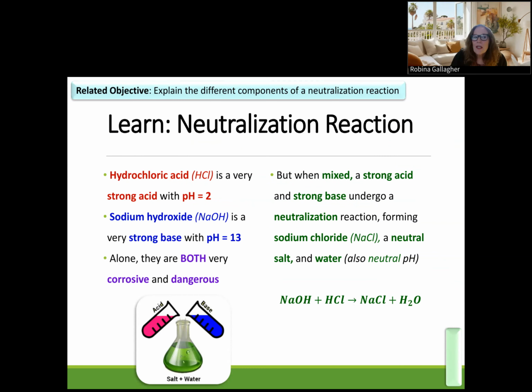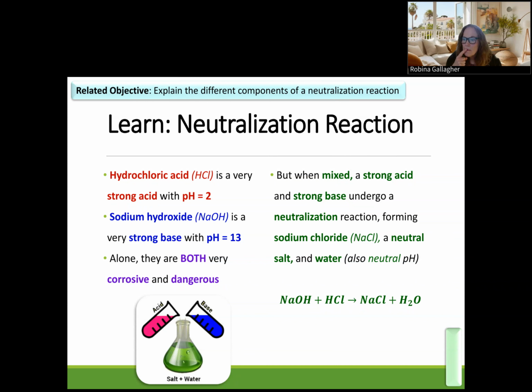So that's question number 3. Now, neutralization reaction. When I mix an acid and a base, I have a neutralization reaction, and it's going to create a salt and water, okay? Any neutralization reaction that occurs always makes a salt and a water, okay?